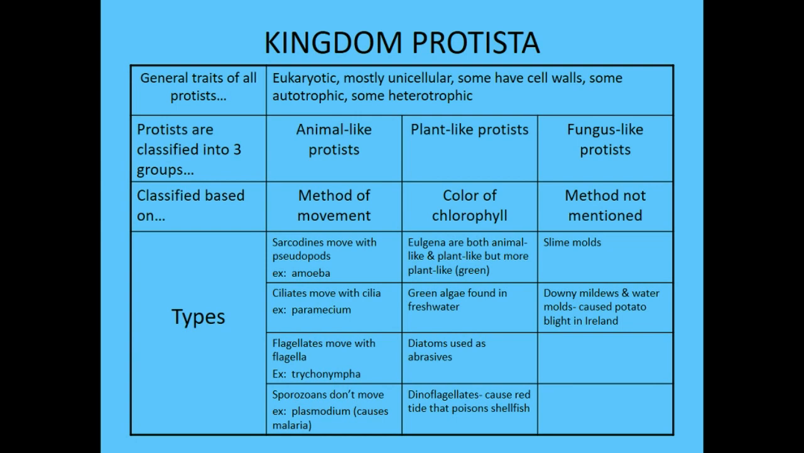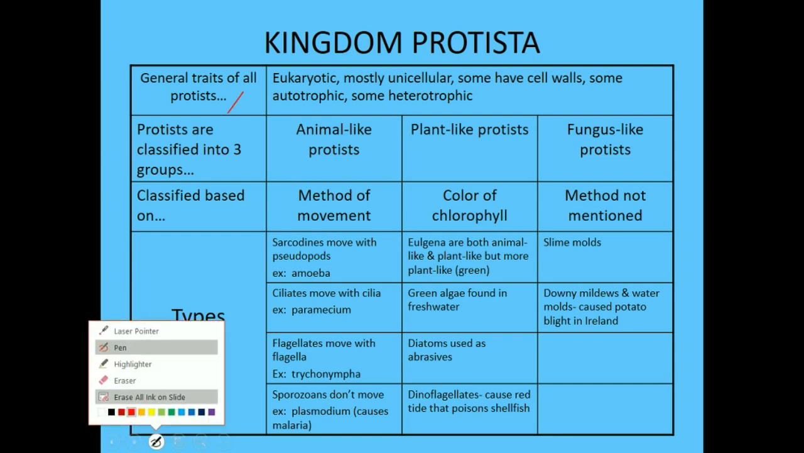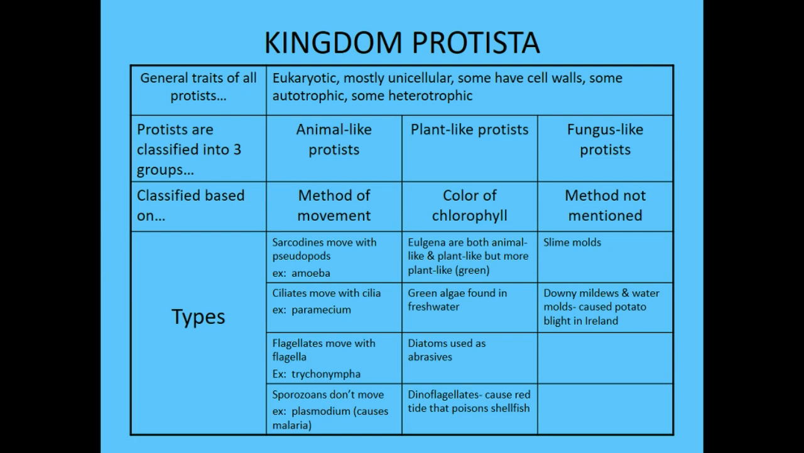The kingdom Protista is kind of the misfit group of eukaryotes. They are eukaryotic. They typically are unicellular, meaning there's only one cell, but you can have some that are multicellular. They are autotrophic in some cases and heterotrophic in others, and we break them down into three groups.